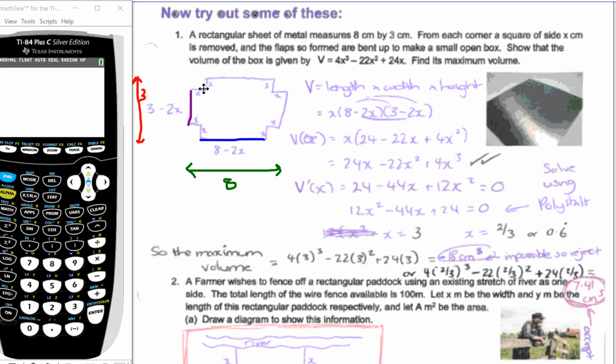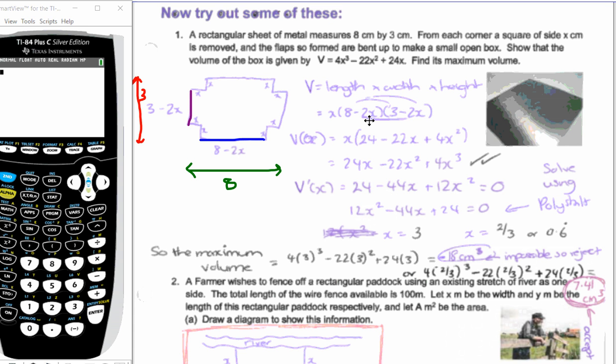And then you're going to FOIL that. So I'm going to FOIL this first and then multiply by x. So the volume with respect to x, so 8 times 3, 24. 8 times negative 2x is negative 16x. Negative 2x times 3 is negative 6x. That multiplied by that is positive 4x squared, because a negative times a negative is a positive.